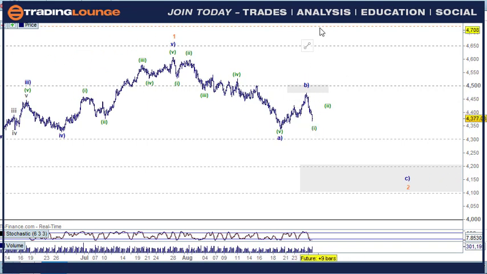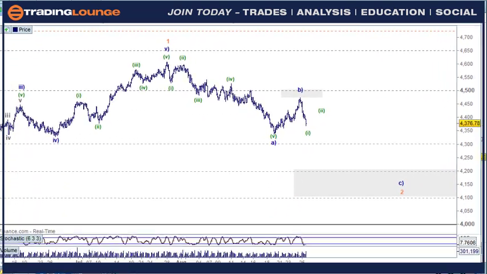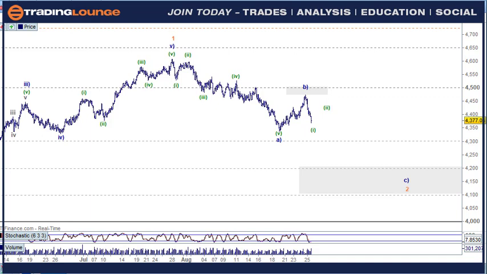The S&P's at the 50%. We can see the Nasdaq's at the 61.8% there. So some of them have met their targets. Some are a bit shy of all of that. So it's a little bit tricky.